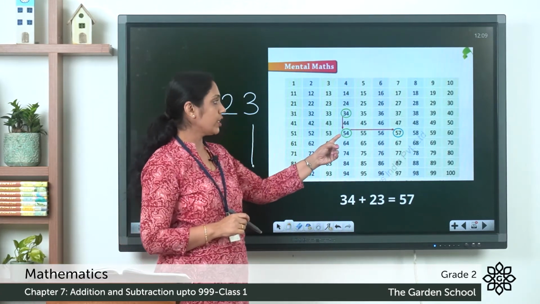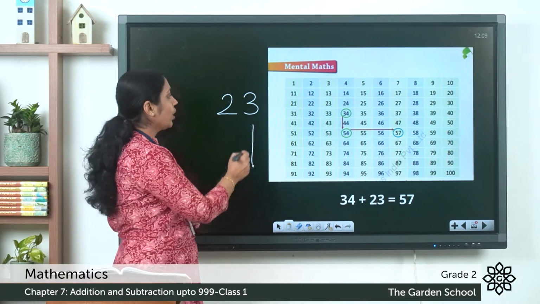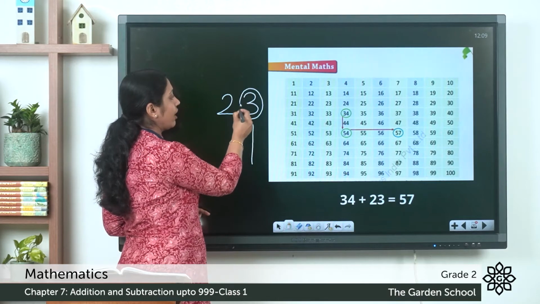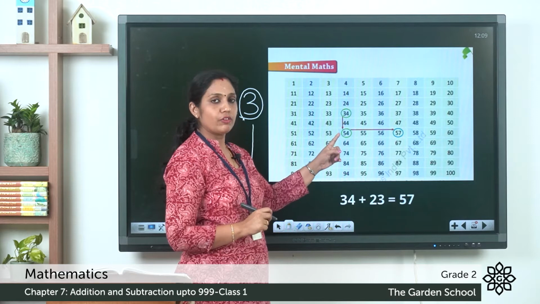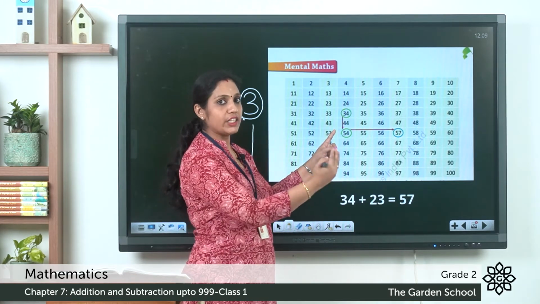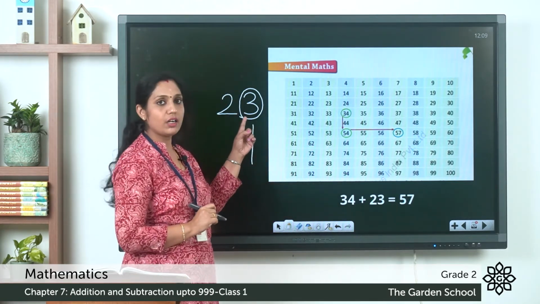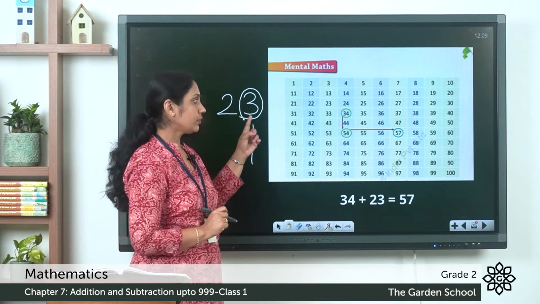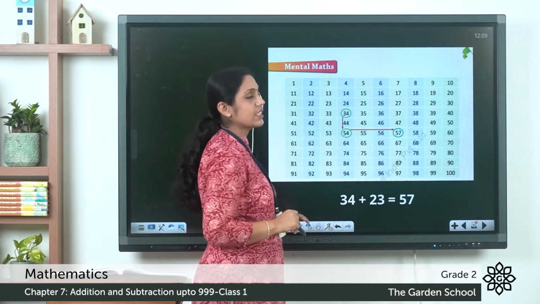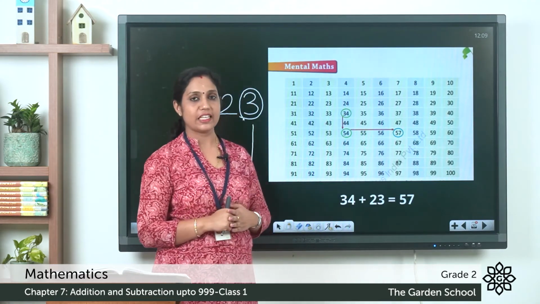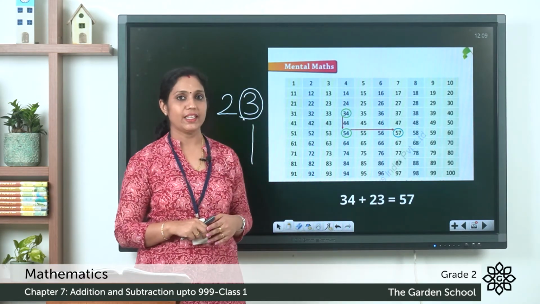Now once you have reached 54, next we will take the ones place. In the ones place we have 3 ones. From 54 we have to move right 3 steps because our ones place is 3. So from 54 we move 1, 2, 3 steps and we reach the number 57. This is how we can do mental maths.